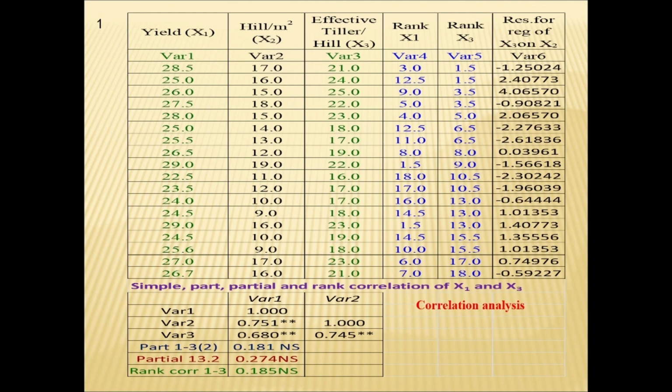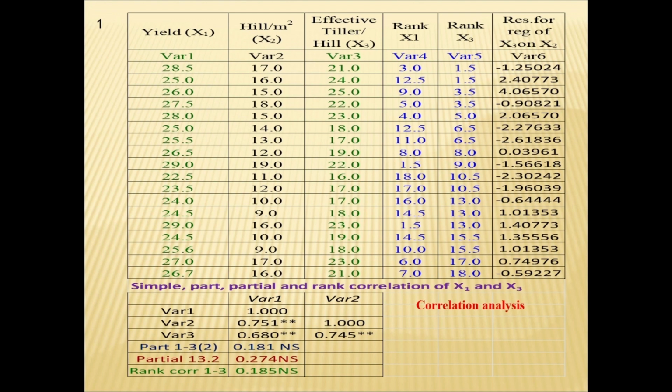Simple correlation, at best partial correlations. But there is a host of correlation coefficients: simple correlation, partial correlation, rank correlation, part correlation, biserial correlation, point biserial correlation, correlation of components, correlation of attributes, and so many. Where do they get used? Are they used in every situation?